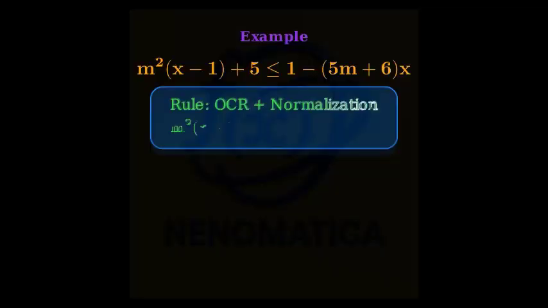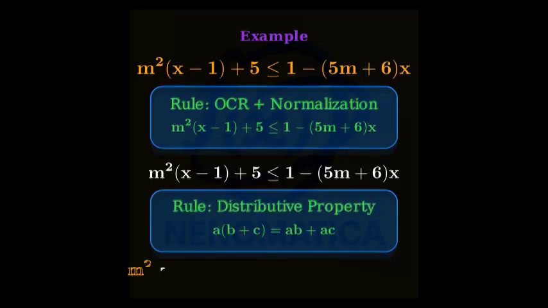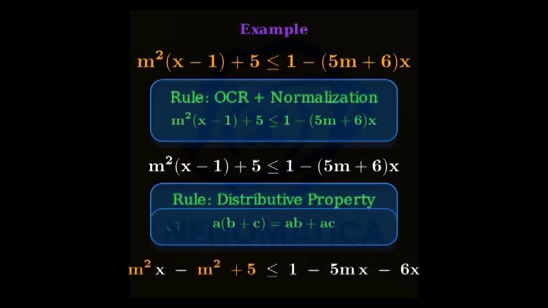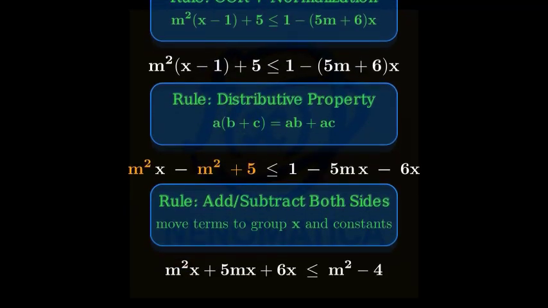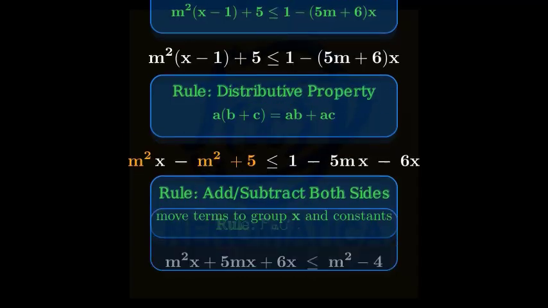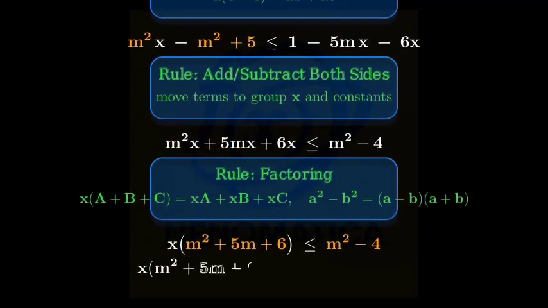First, we display the example and the normalized problem statement. Step 1, OCR and text extraction. We list the core formula we will solve. Step 2, expand both sides using the distributive property. Step 3, collect like terms. Move x terms to the left and constants to the right. Step 4, factor out x on the left and factor the right-hand side into a difference of squares.